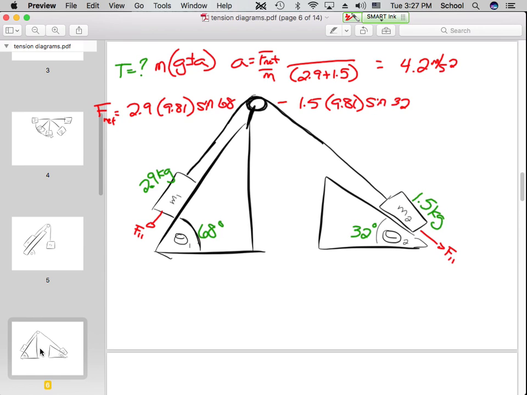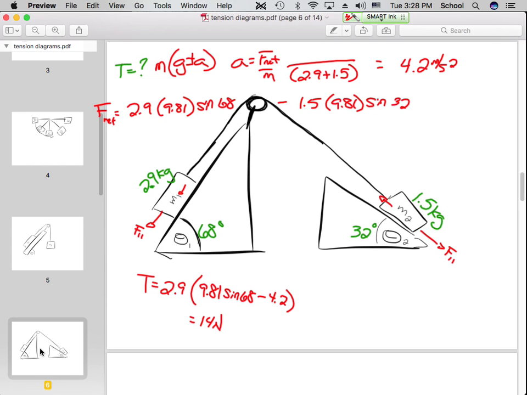Then when we plug into the T tension formula, the mass on the left side is going to be 2.9, and the g is going to be 9.81 sine 68 minus, why am I minusing? Because this one's going to go down and this one's going to go up. So the heavier one, whenever we go down, we subtract. So we're going to subtract the 4.2. And if we do that whole mess, we get 14 newtons.